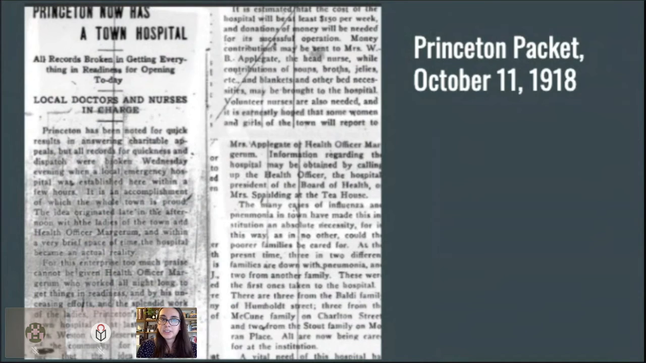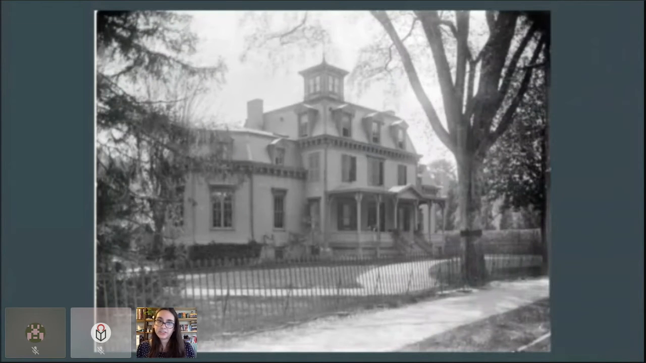So they established this emergency hospital. It was established by Princeton Health Officer T.W. Marjoram at the Green Home on Stockton Street, which is near where Trinity Church is today. It was fitted out with 20 beds, and during the course of the pandemic, over 100 people were hospitalized here, and out of those, only 6 died.